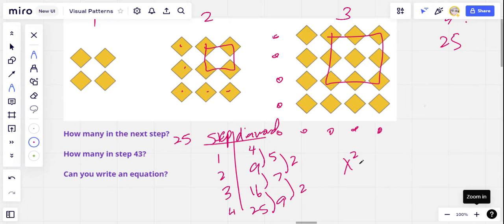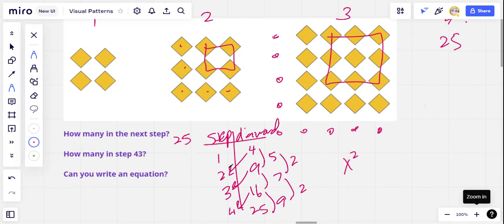I can't just use x squared, because x would be the step number, so I'd put in 1, and 1 squared is not 4. 2 squared is not 9. But if I look at these numbers, 4, 9, 16, 25, all of those are perfect squares. So 4 is 2 squared, 9 is 3 squared, 16 is 4 squared.